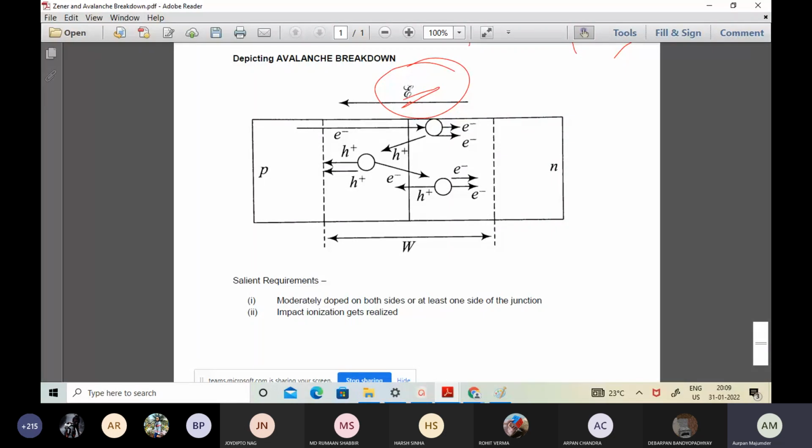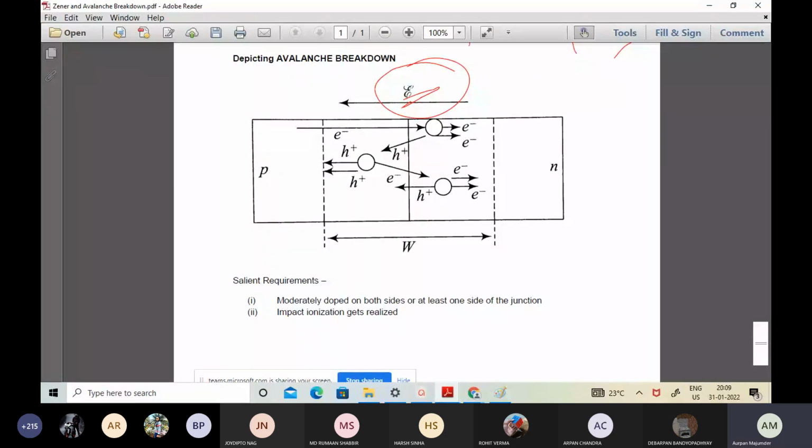Now, when the number of these carriers, that is the electron hole pairs, becomes excessively high, then we have the concept of breakdown. Right? And that happens higher than 8 volts for the case of silicon PN junction diodes, which are moderately doped on both sides, or at least one side is moderately doped, and the other can be very highly doped. So this aspect through which it is bombarding and creating an electron hole pair is called impact ionization.